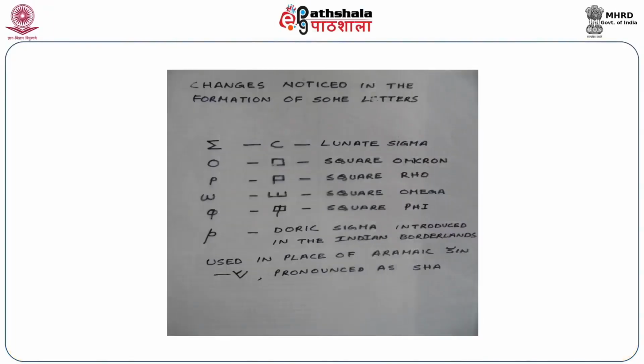This slide actually explains how with the passage of time some of the alphabets changed during the time of the Parthians. So therefore, for example, instead of sigma, we have the lunate sigma, which looks like a C, and so when they are writing Basileos, Basileon, they are using this lunate sigma. Then we have, instead of the round omicron, the square omicron, we have square rho, we have square omega. So there is a shift, and from these letterings we can understand the change in the writing style. Doric sigma was introduced in the borderland later on during the time of the Kushanas.